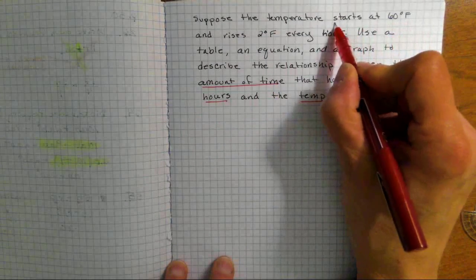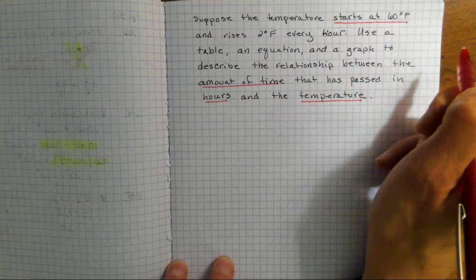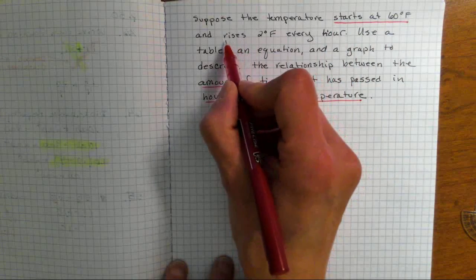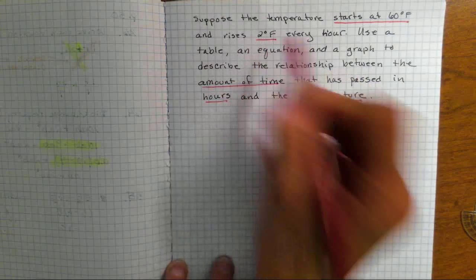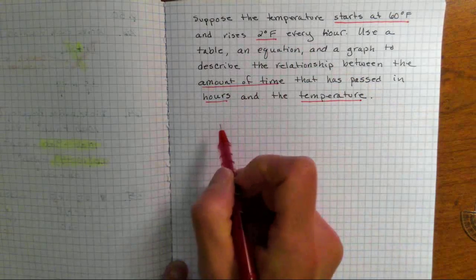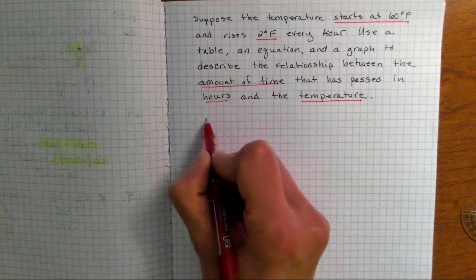So we need to know that we're going to start at 60 degrees. And every hour it raises 2 degrees. So let's make our table. So we're going to do a table.